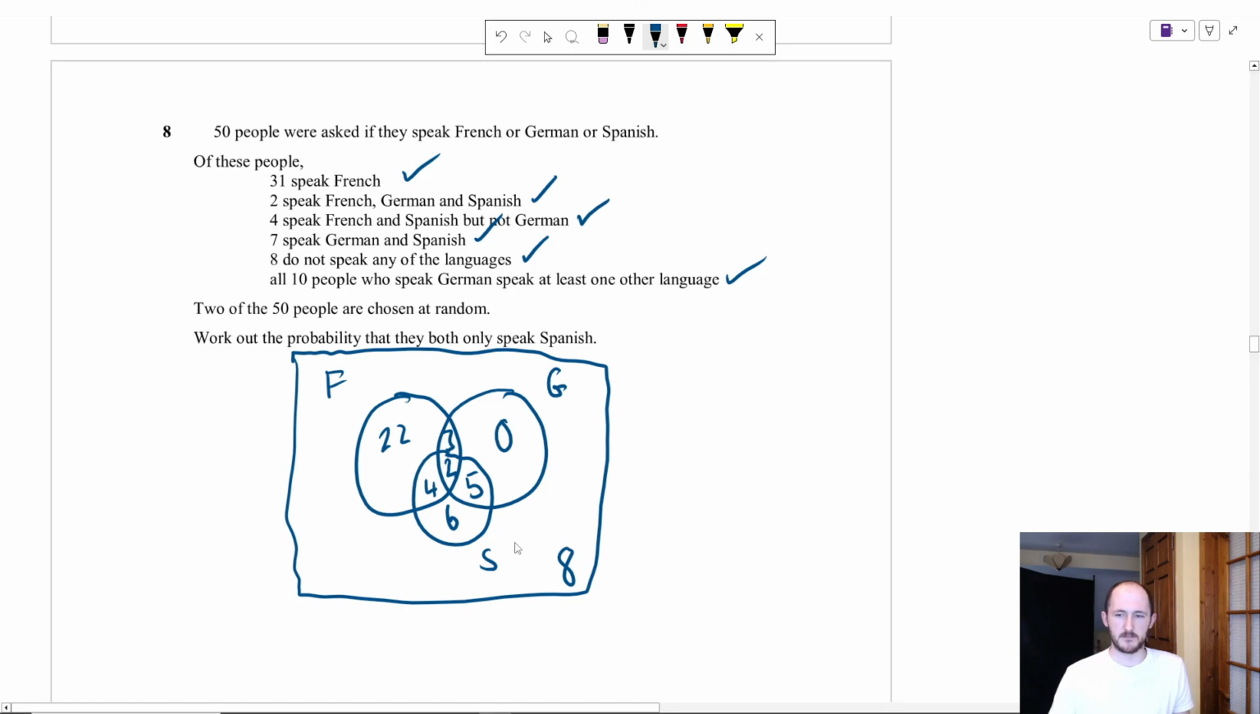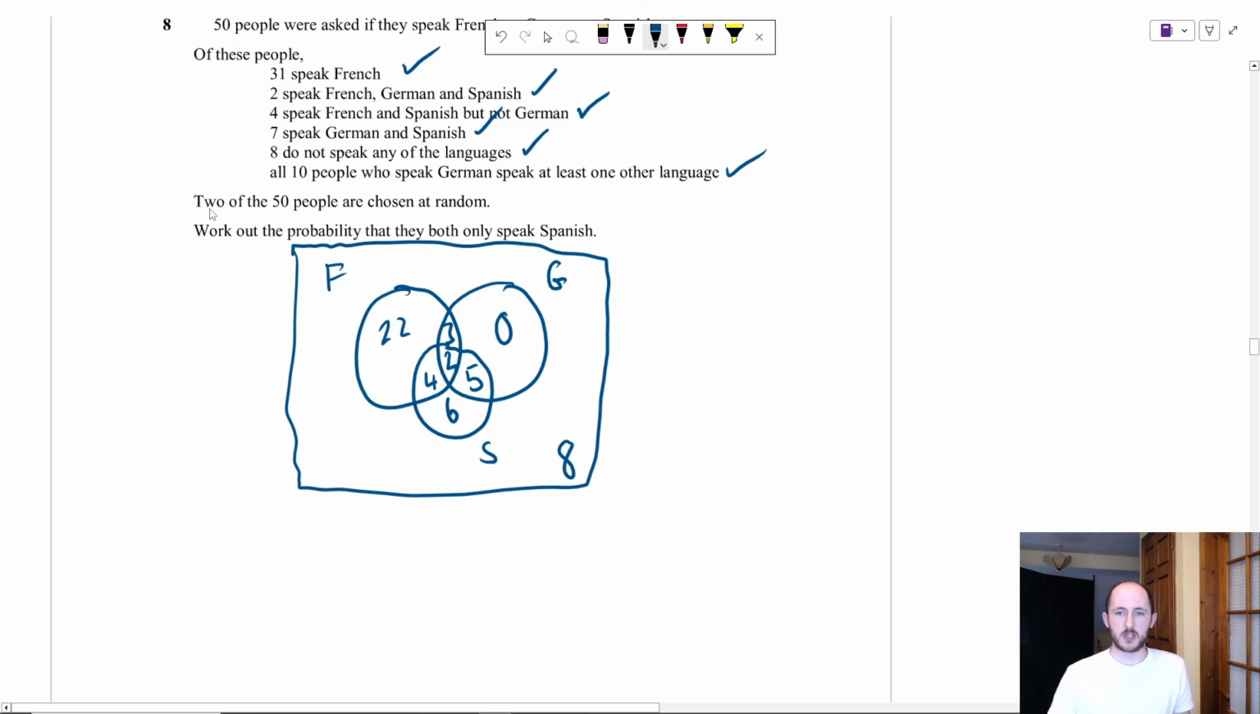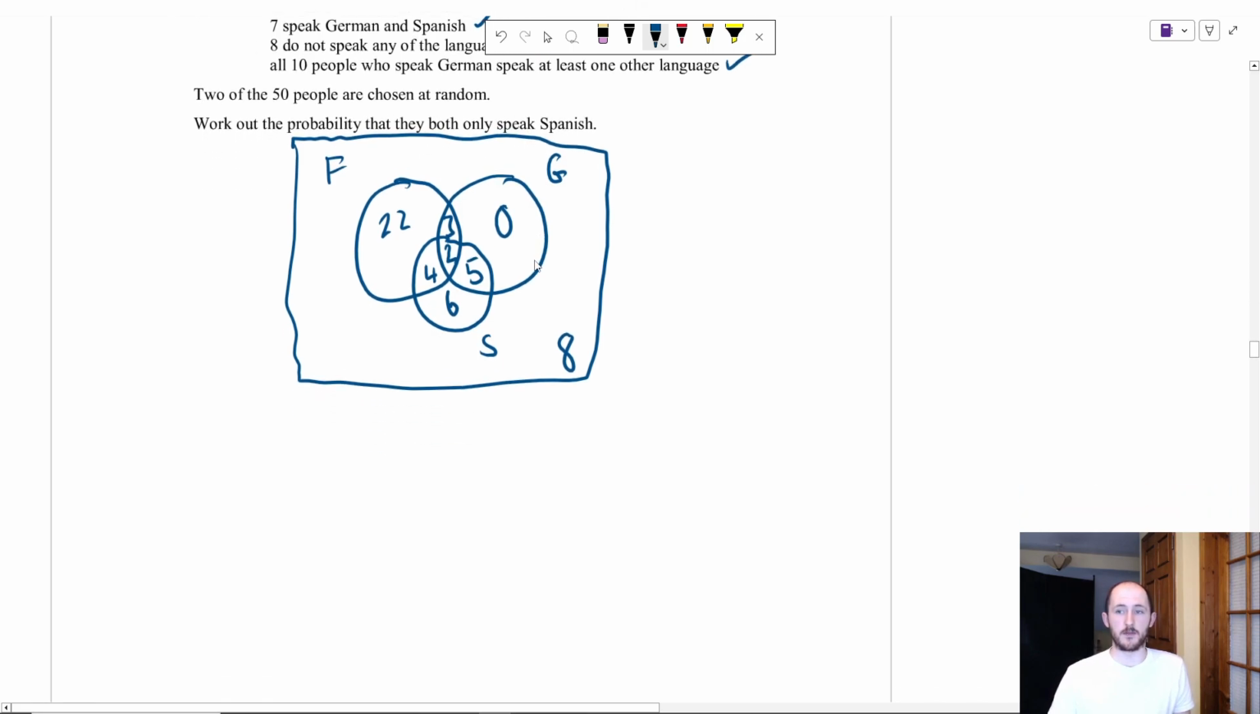Okay, so now it says 2 people are chosen at random. Work out the probability that they both speak only Spanish. So how many people only speak Spanish? That's 6. So the probability of the first person only speaking Spanish is 6 out of 50. Now, after they've picked one person, they can't pick the same person twice, right? So there's only 5 other people that speak only Spanish, over 49.